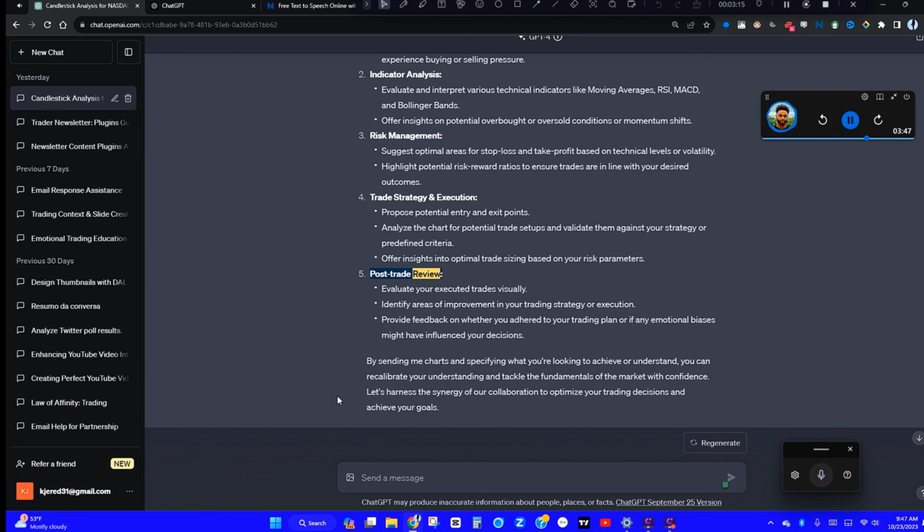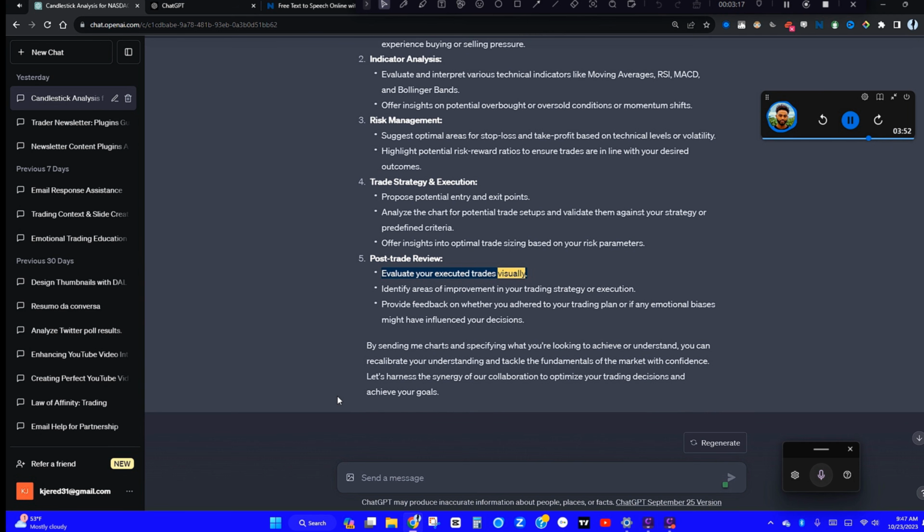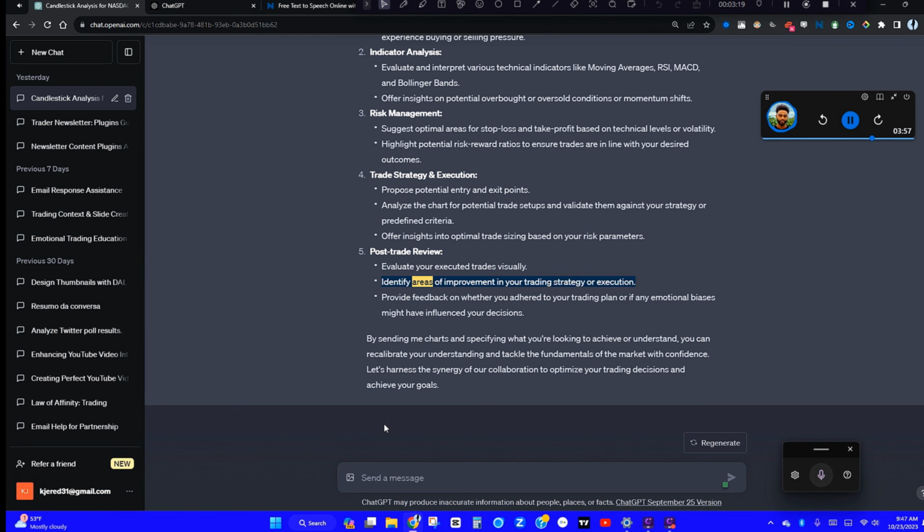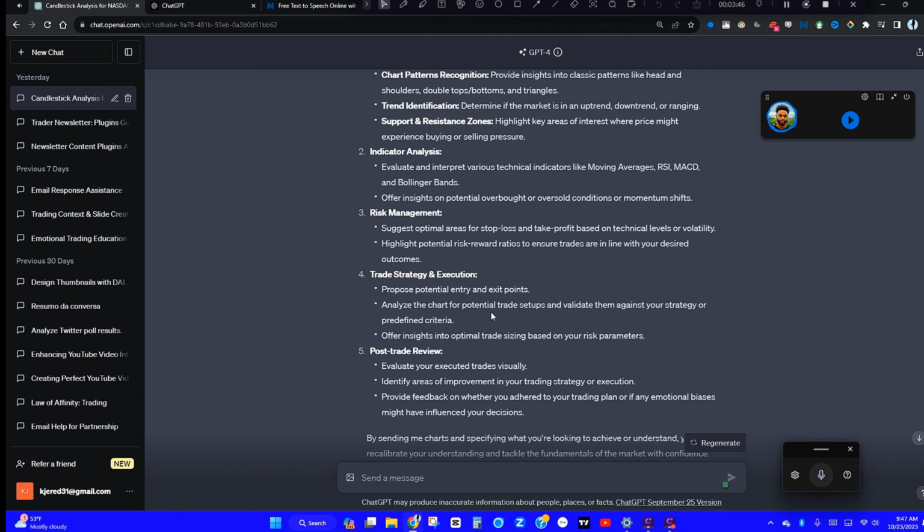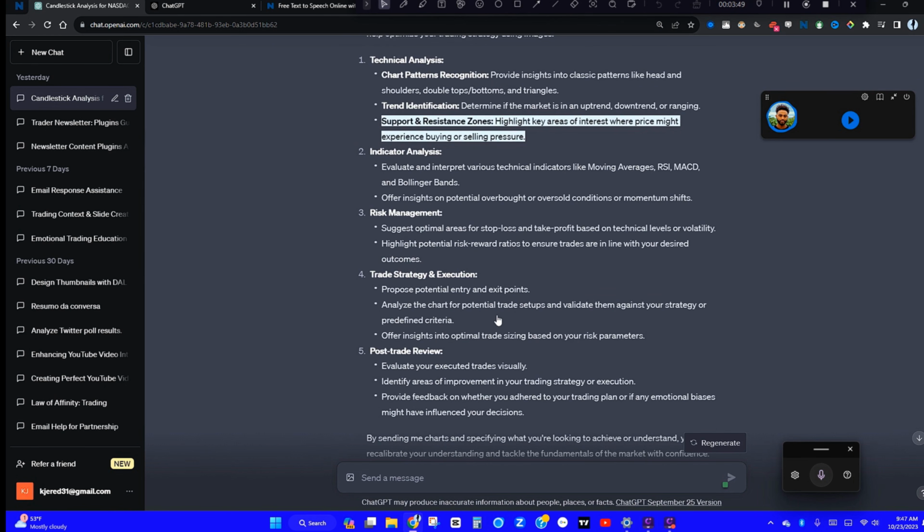Post-trade review: evaluate your executed trades visually. Identify areas of improvement in your trading strategy or execution. Provide feedback on whether you adhere to your trading plan or if any emotional biases might have influenced your decisions. Let's harness the synergy of our collaboration to optimize your trading decisions and achieve your goals. All right, so as you see, it can pretty much do anything.